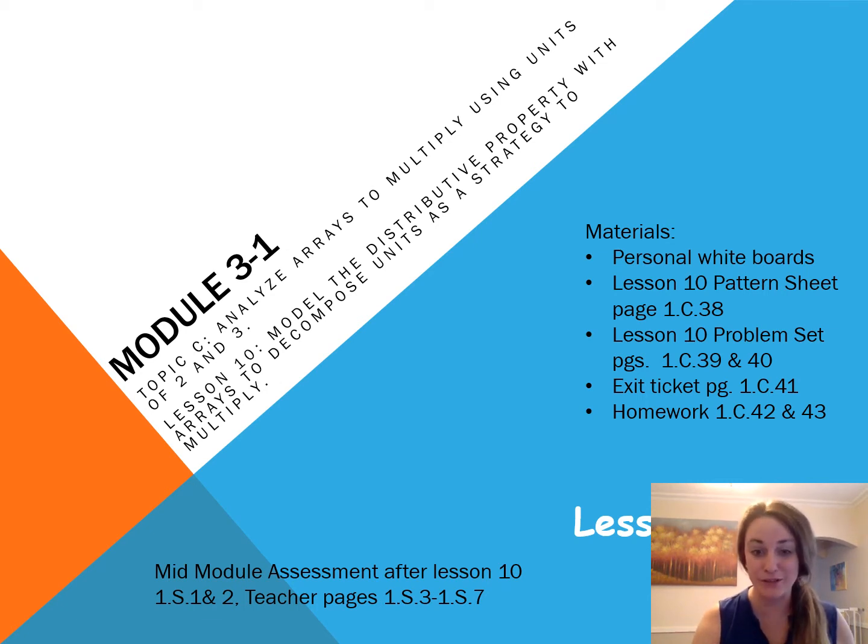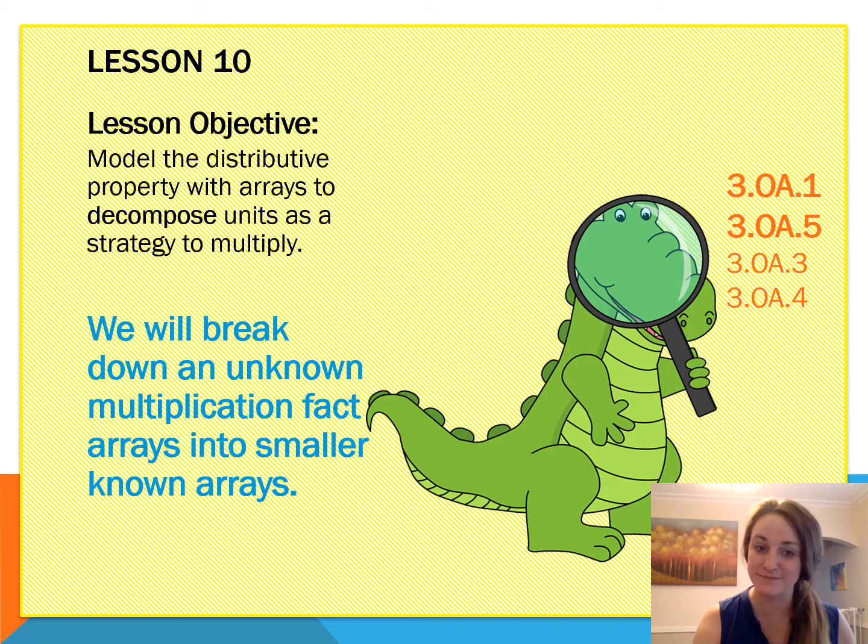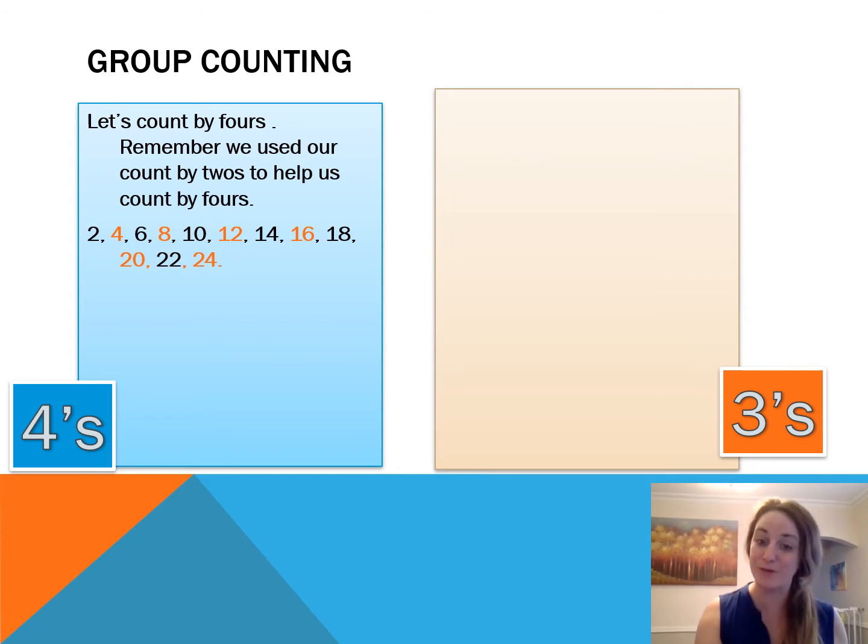Today we are working on Module 1, Lesson 10. We are going to break down an unknown fact in a multiplication fact array into smaller known arrays like we did yesterday. Let's start by waking our brain with some group counting.